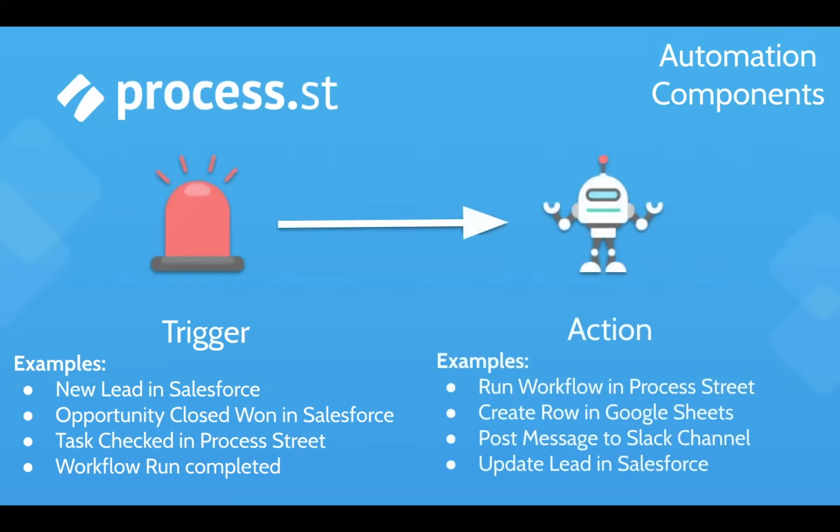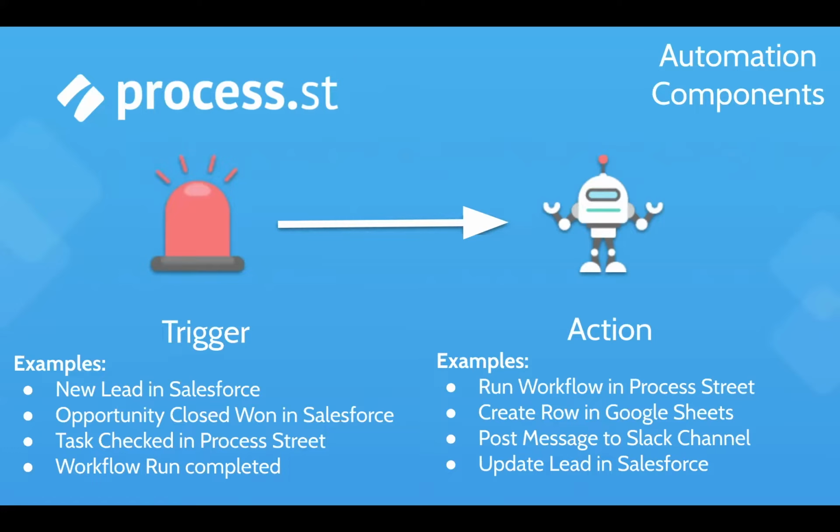And then we've got actions, and that's what happens after the trigger initiates it. For example, we could run a new workflow in Process Street. Something occurred and now we want to run a workflow. It could create a row in Google Sheets and add data to it. It could post a message to Slack, and that's something that we use heavily. We're huge Slack users, and we have tons of channels that have automated messages that are keeping everyone informed of how the business is running. Or it could update a lead in Salesforce, so you can pass information back to it. Once you've completed the workflow run in Process Street, it can then pass information back to Salesforce and update Salesforce if you want it to.